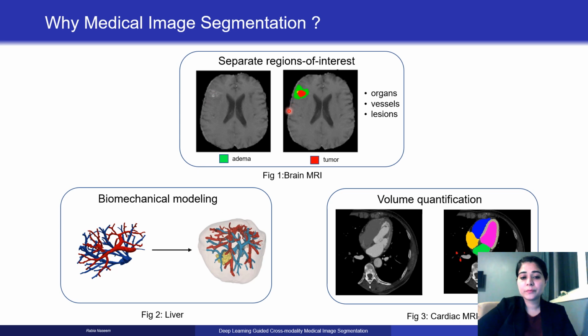Segmentation also serves as an input to a biomechanical model. So we can see a vessel tree after segmentation has been provided as input to a biomechanical model, which is a 3D model of the human liver containing vessels and tumor inside it. Segmentation is also used to measure the volume of different chambers in the cardiac MR images.